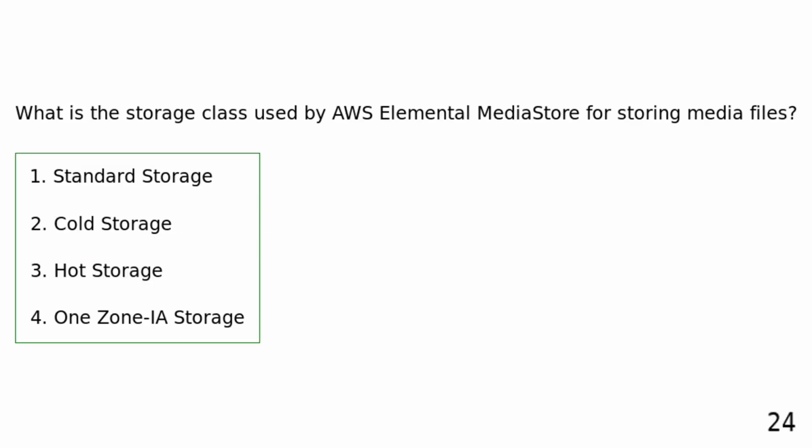What is the storage class used by AWS Elemental MediaStore for storing media files? Standard storage. Cold storage. Hot storage. One-zone IA storage. AWS Elemental MediaStore uses hot storage for storing media files, ensuring fast access to frequently accessed video content.